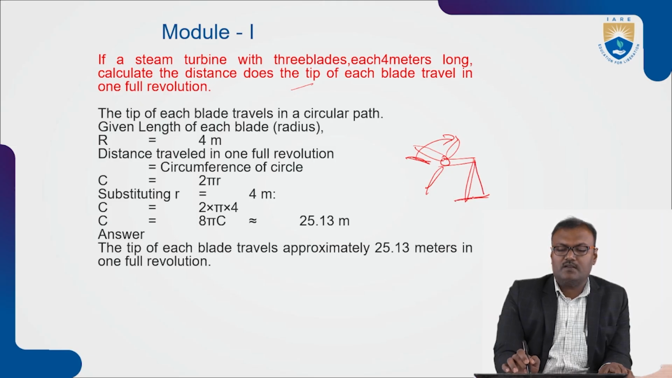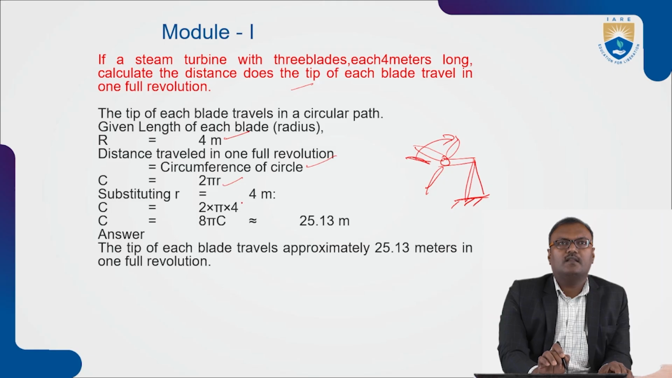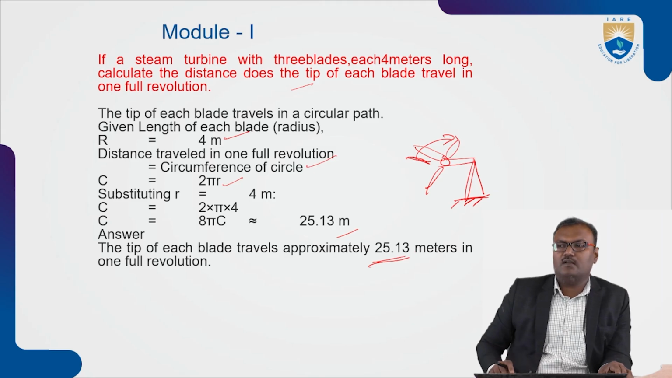In one complete revolution, the radius here is 4 meters, that is the length of the blade, and the distance traveled in one revolution is equal to the circumference of the circle, that is 2 pi r. Substituting the radius as 4 meters, we have 25.13 meters, so the tip of each blade travels approximately 25.13 meters in one revolution.